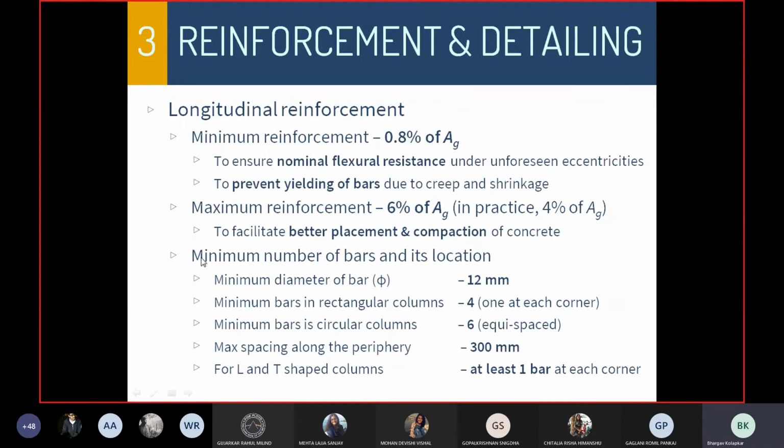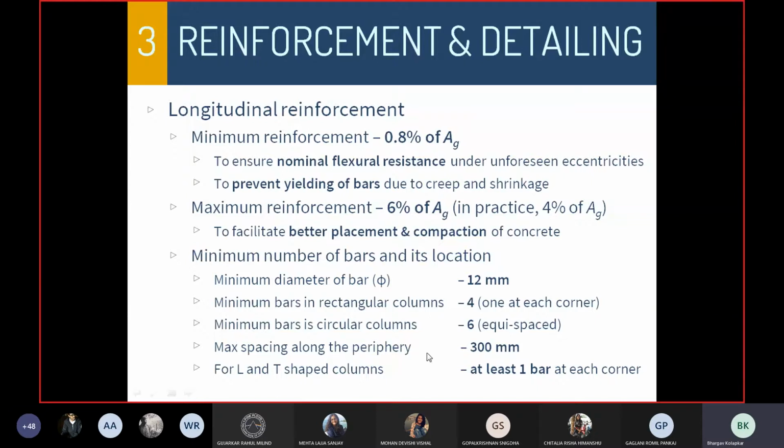Then the code says that the minimum diameter of the bar that is to be used is 12 mm. 8 and 10 are available, but for columns, the minimum is 12 mm. If the column is rectangular, the minimum number of bars is 4, one at each corner. If it's circular, the minimum number is 6. All these bars should be equally spaced.